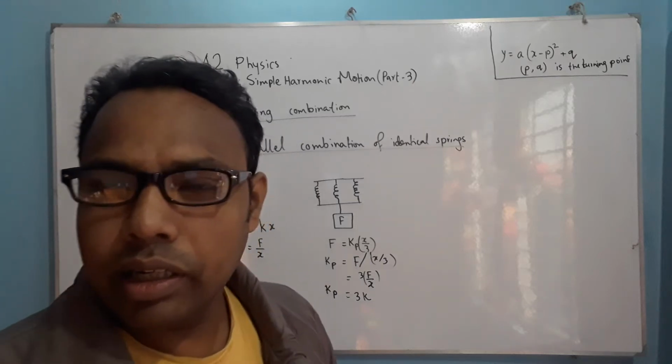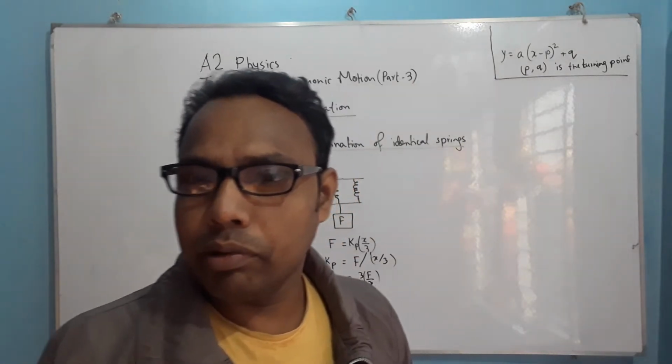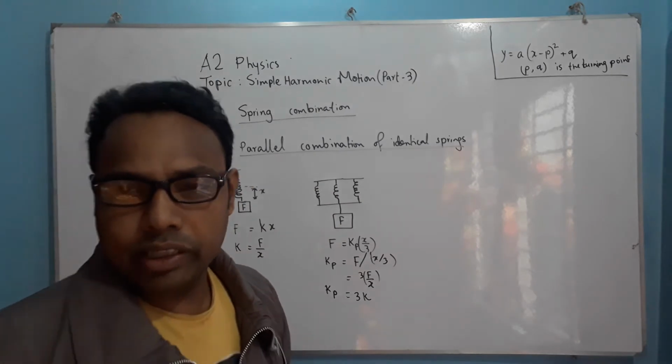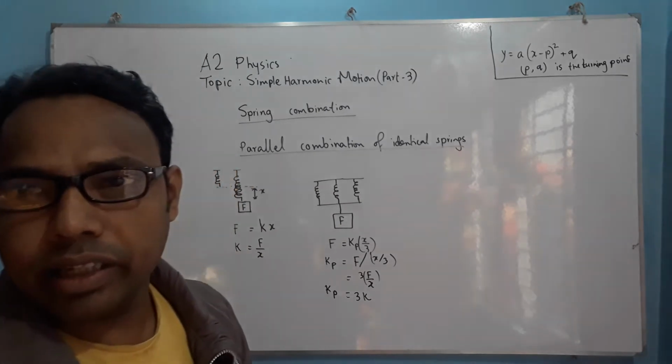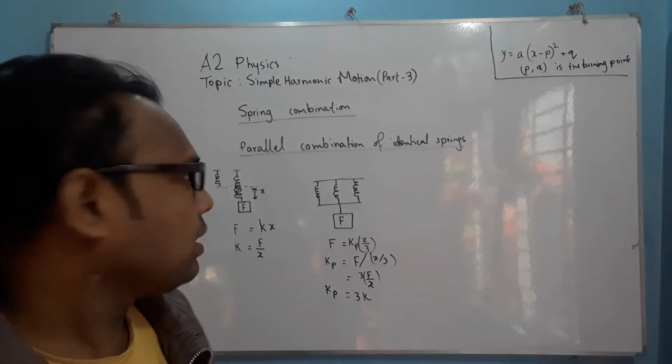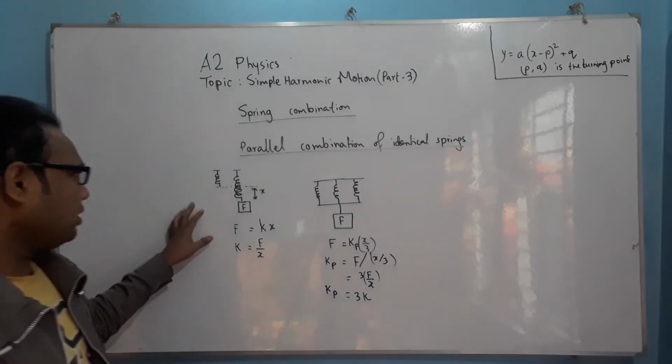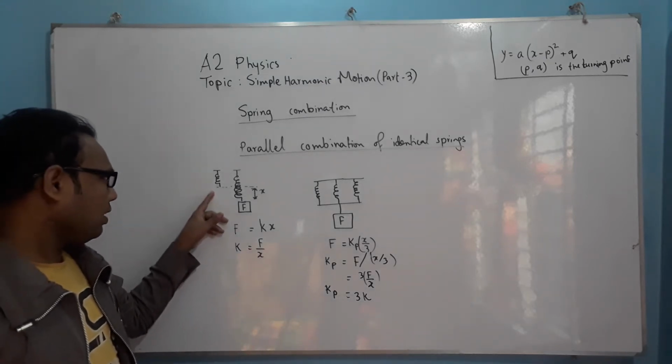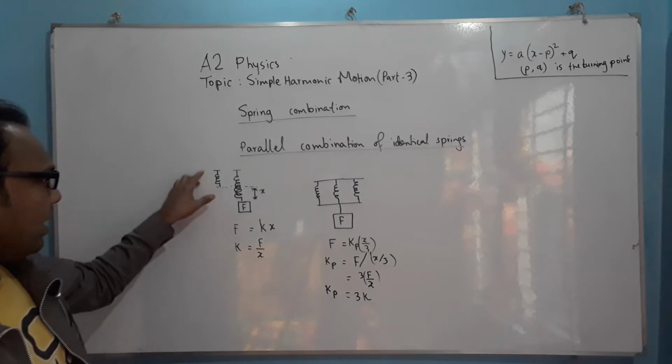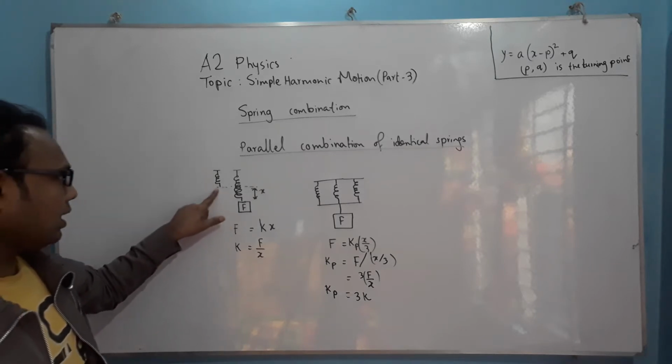Hello everyone. Here I'm going to be explaining the spring constant when several identical springs are connected in a parallel combination. So let's consider a single spring. When it is at rest, it looks like that.